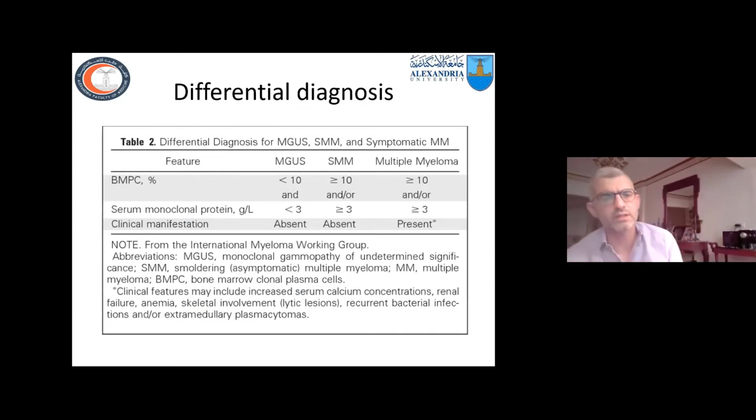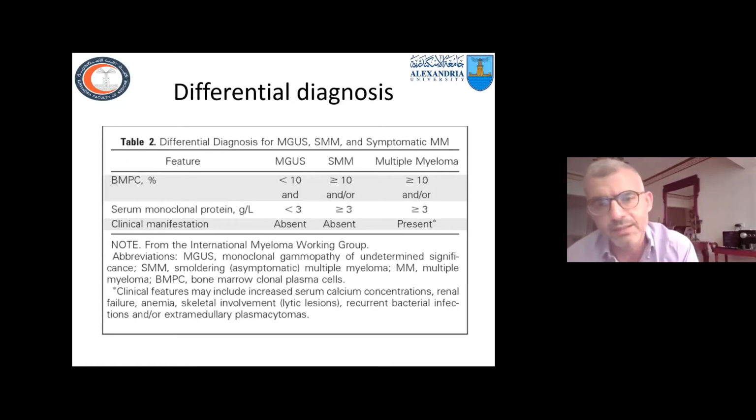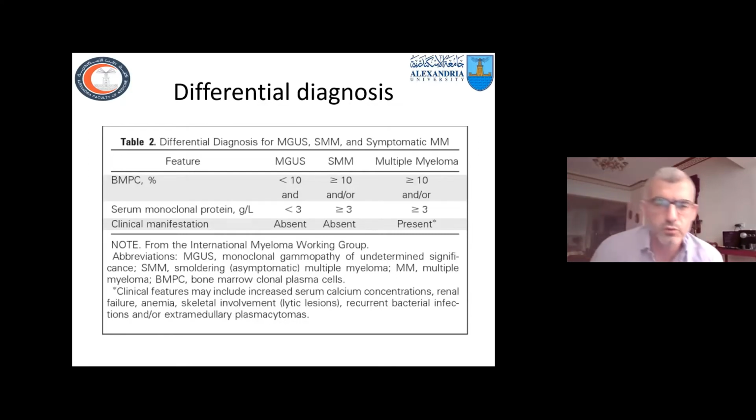Differential diagnosis, as we said, between the MGUS, smoldering myeloma, and symptomatic myeloma is basically done when we do the bone marrow aspirate and biopsy and the serum monoclonal protein. The main differentiation between the smoldering myeloma, MGUS, and multiple myeloma is that in multiple myeloma, the patient is running a clinical disease. But for the MGUS and smoldering myeloma, the patient is not running any clinical disease.